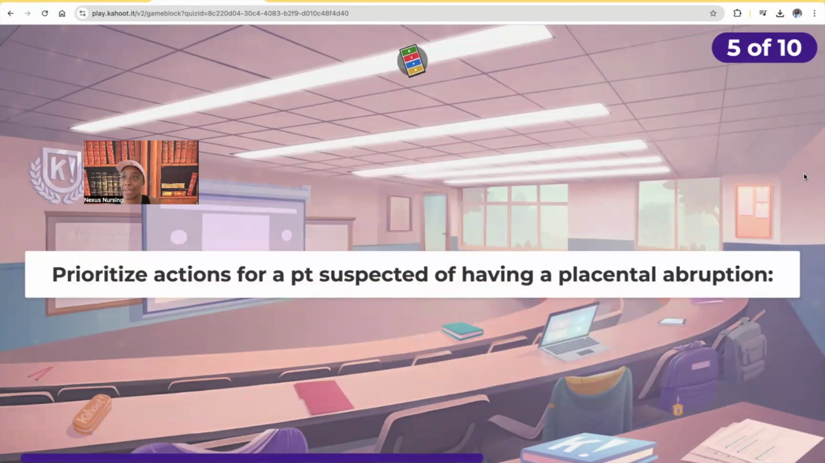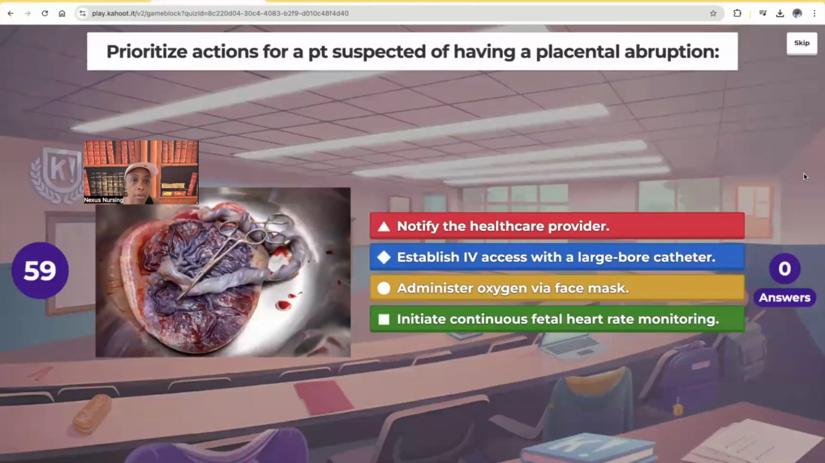All right, prioritize actions for a patient suspected of having a placental abruption. Here are our options. Oh, guys, I'm sorry. I'll go back to that. But let's do this one first. Notify the healthcare provider, establish IV access with a large bore catheter, administer oxygen via face mask, initiate continuous fetal heart monitoring. Let's do this one and I'll go back.